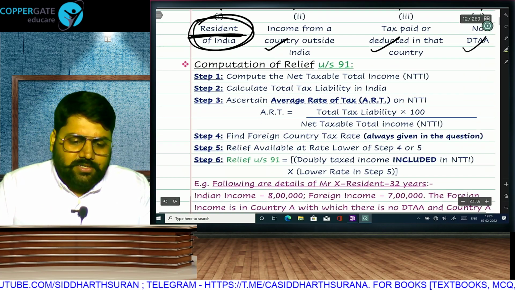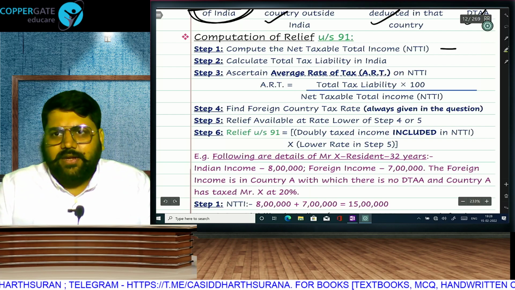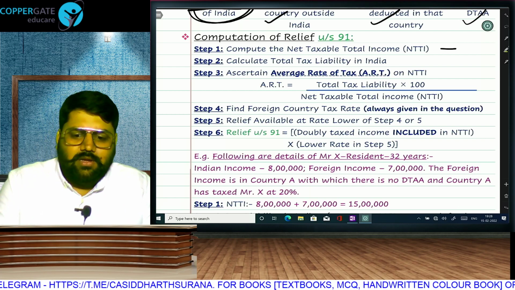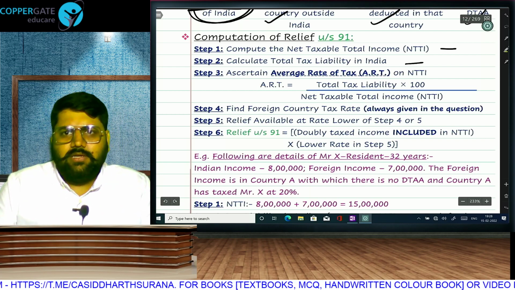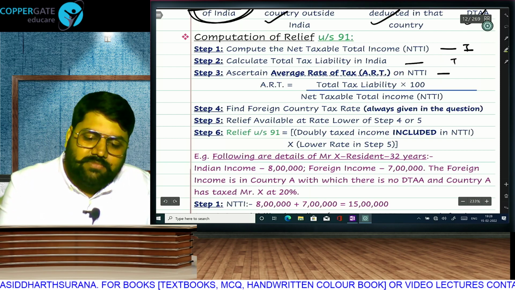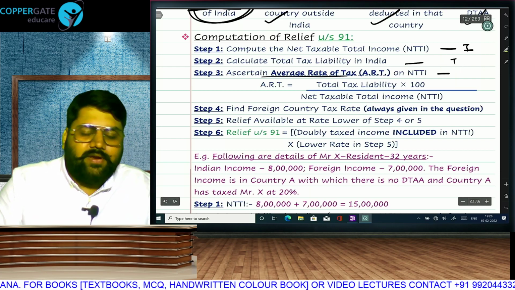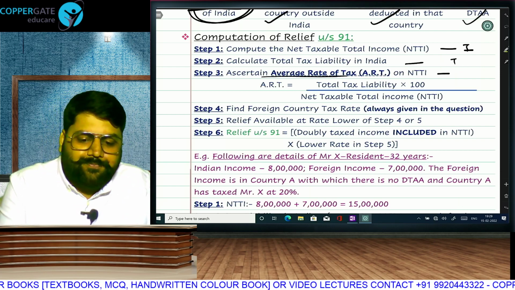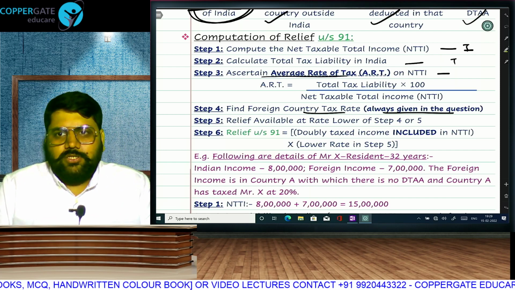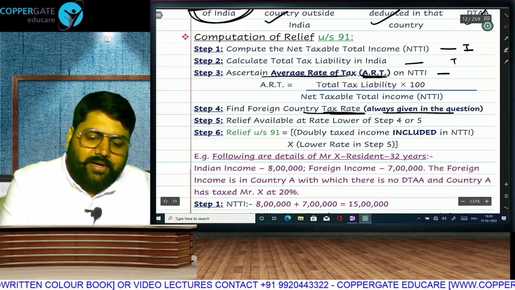Other conditions are understood. And what are the steps of computation of relief? Compute the NTTI. Of course, that will include your foreign income also, because if you are resident, foreign income will also be taxable. Calculate tax as per applicable rates. Find out the average rate of tax, that is, tax upon income into 100, average rate of tax in India, and compare it with the foreign country tax rate which will be given to you in the question. So, Indian rate or foreign rate, whichever is lower.